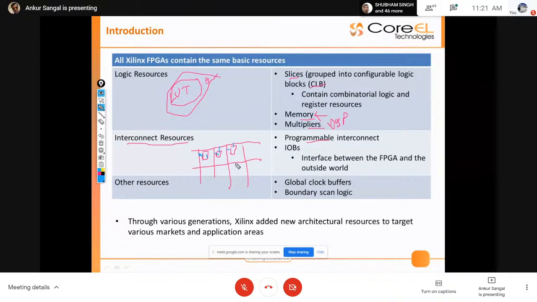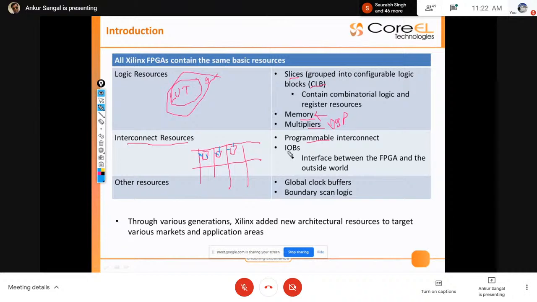So much complexity is available with the FPGA, so no need to take any tension about my FPGA having limited resources, because there are no such limitations related to resources. Each and every family has lots of different types of devices.